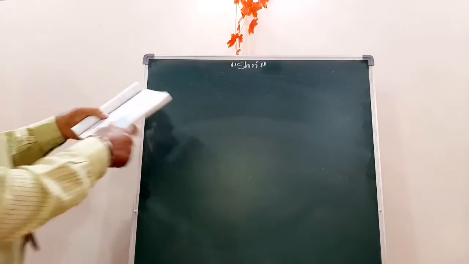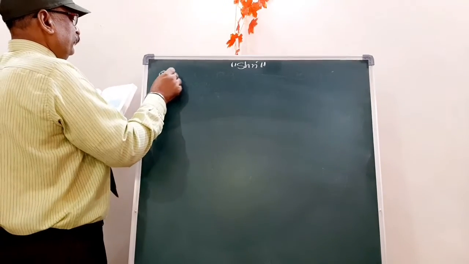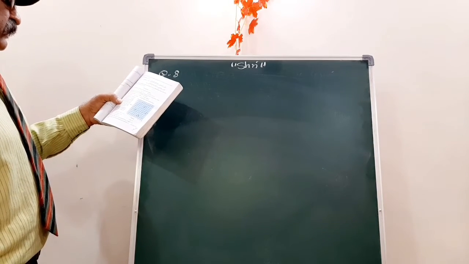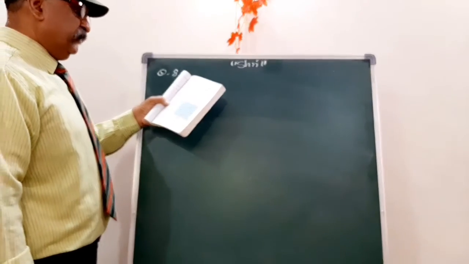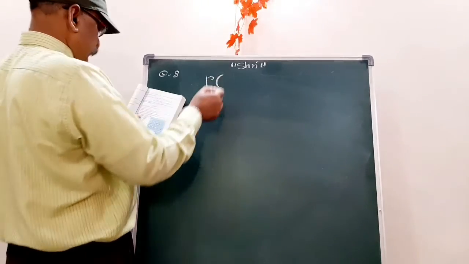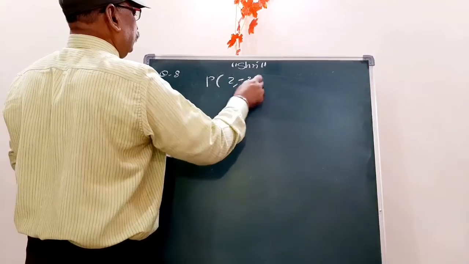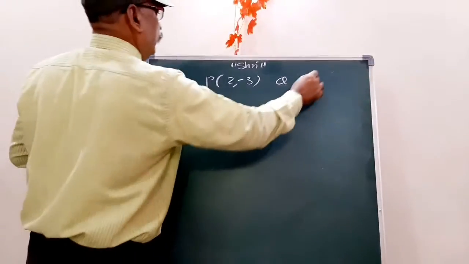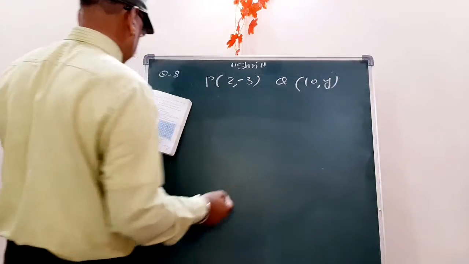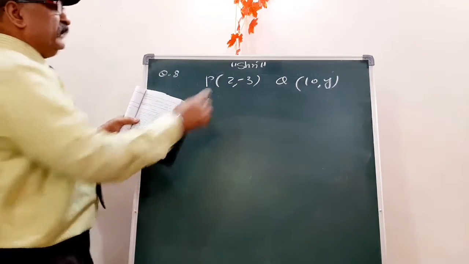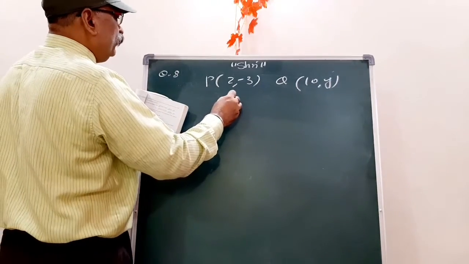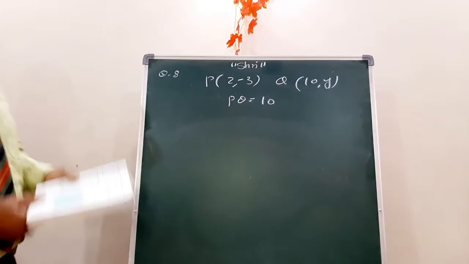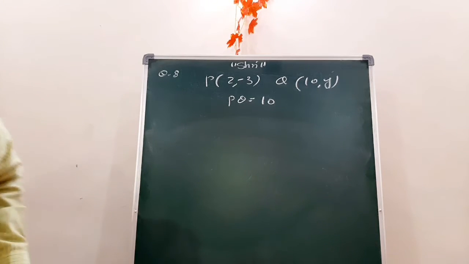Question number 8. Find the value of y for which the distance between the 2 points, it means point P is 2 comma minus 3 and Q is 10 comma y, and the distance between these 2 points is given to you. PQ is equal to 10. It is given to you, and now you have to find the value of y.